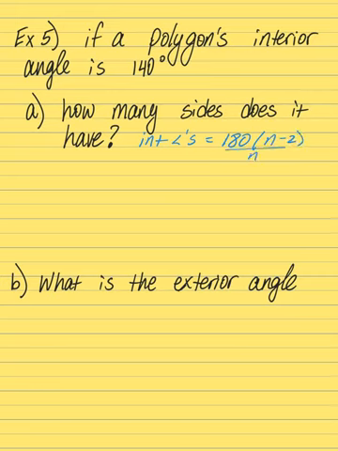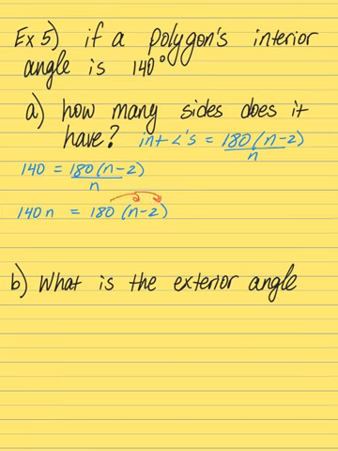In this case, I know that my interior angle is 140 degrees. On the other side, I have 180 times n minus 2 all over n. I multiply n on both sides to get 140n equals 180 times n minus 2. I distribute my 180 degrees to get 140n equals 180n minus 360. And to continue, I'm just going to move up here a little bit.